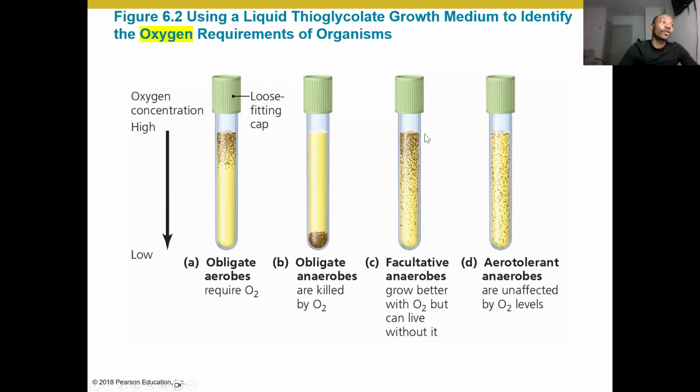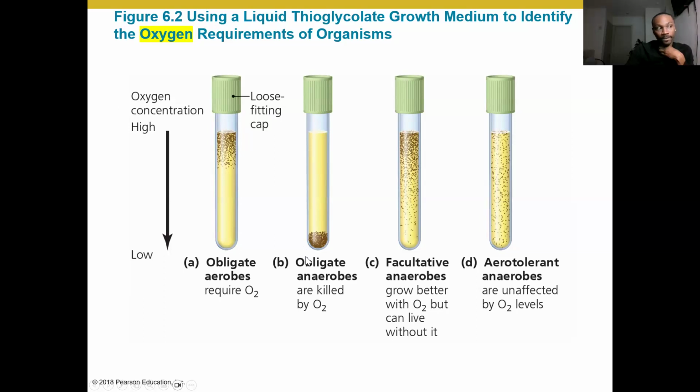Remember the different oxygen requirements of organisms. If it requires oxygen, it is an obligate aerobe. You're going to find those at the top of something. It's going to be at the top of water, or at the top of a test tube, as you can see right here. If oxygen kills the species, it's an obligate anaerobe. It does not require oxygen because oxygen will kill it. You're going to find that at the bottom of the sea, or the bottom of this test tube, for example.